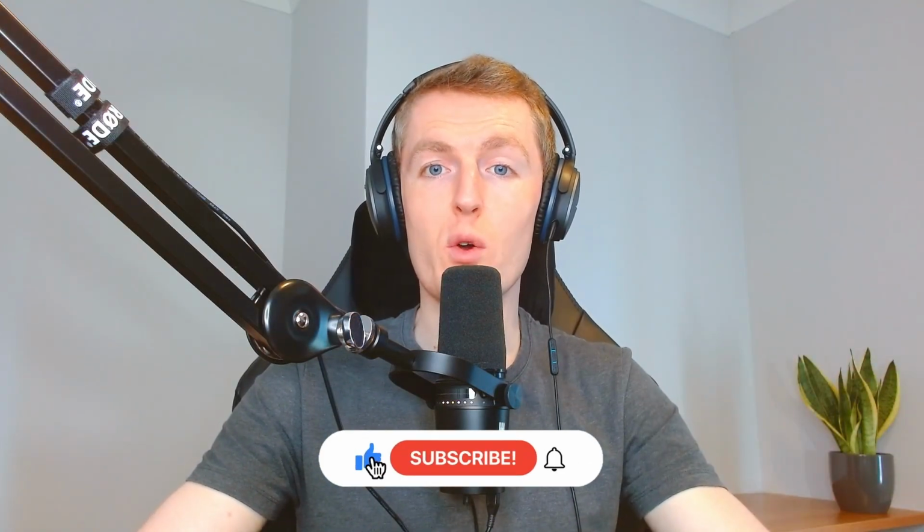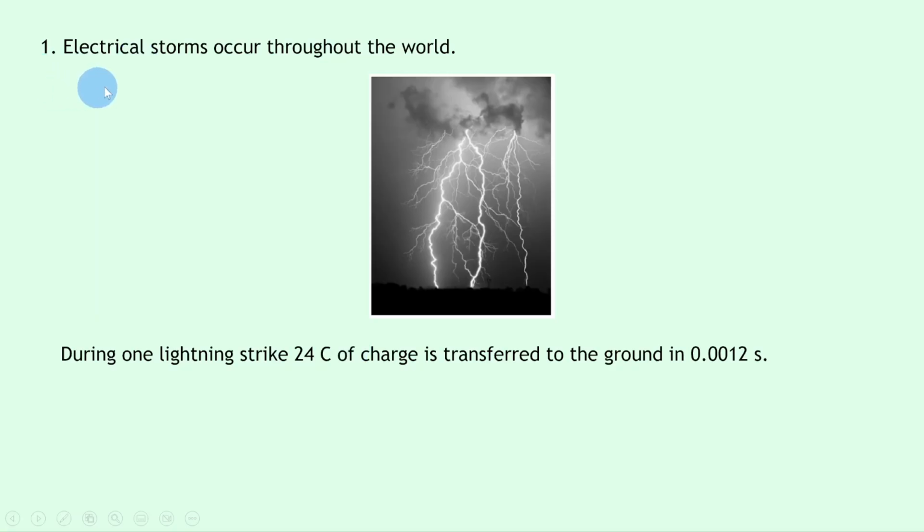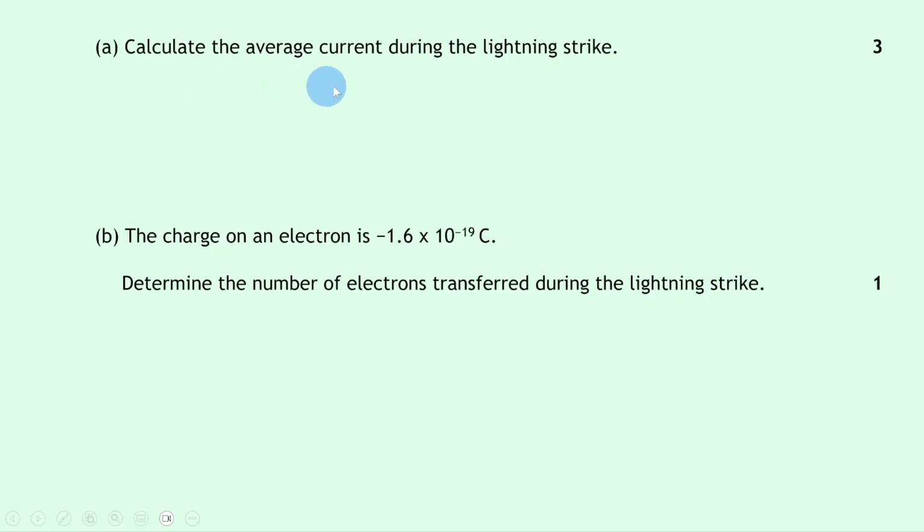In this video we're going to go over question 1 from the 2016 SQA National 5 Physics exam paper, so let's get started. Question 1 says electrical storms occur throughout the world. During one lightning strike, 24 coulombs of charge is transferred to the ground in 0.0012 seconds. Part A says calculate the average current during the lightning strike, and there's 3 marks available here.